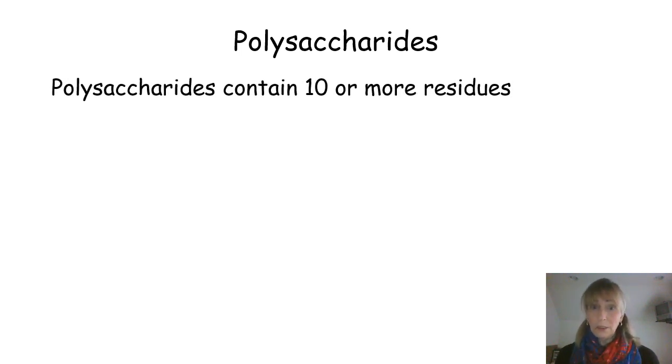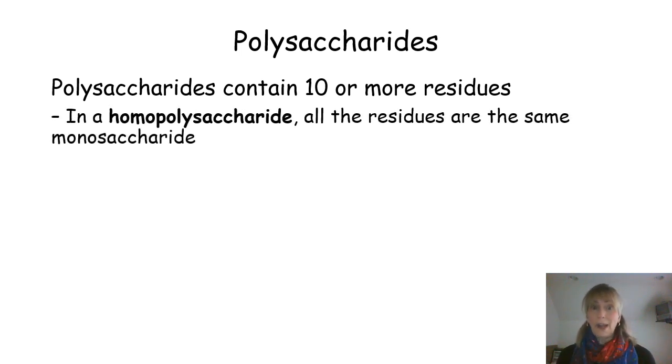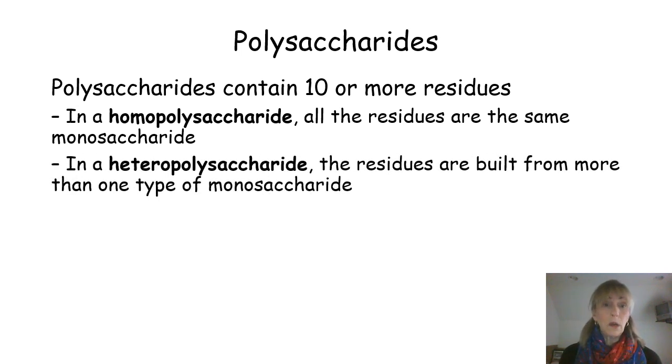Polysaccharides, as we saw earlier, contain 10 or more residues, okay, or monosaccharide units. All right, there's 2 different types of polysaccharides. A homopolysaccharide. In a homopolysaccharide, all of your residues, your monosaccharide units, are the same. Okay, same monosaccharide each time. In a heteropolysaccharide, the residues are built from more than one type of monosaccharide.